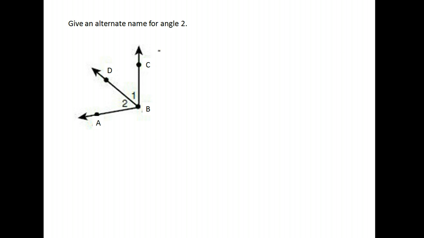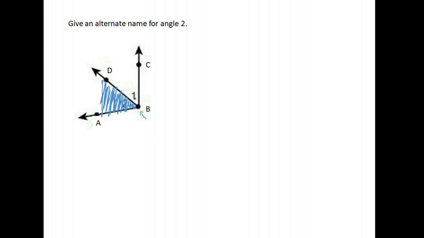Alright, so here's an example. It says to give an alternate name for angle 2. Now they numbered the angles, angle 1 and angle 2. Angle 2 is this opening here. So we're naming that angle. Now notice there are only 2 possibilities here. We can't call it angle B.